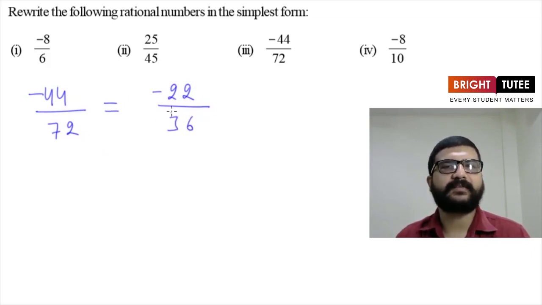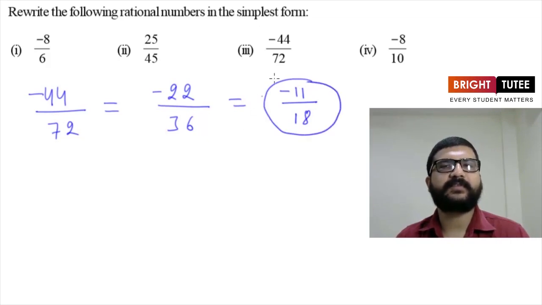Now is it the simplest form? No, still it is not the simplest form. Now again we can divide them by 2. So minus 22 divided by 2 gives us minus 11 upon 36 divided by 2, it is 18. Now is this number the simplest form of the number or not? Yes, it is the simplest form of minus 44 upon 72. As we can see, the only common factor between numerator and denominator is 1. So therefore, this is the simplest form of the third number here, which is minus 44 upon 72.